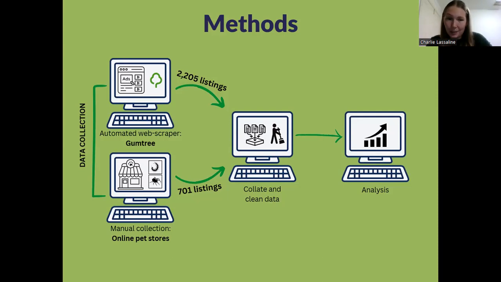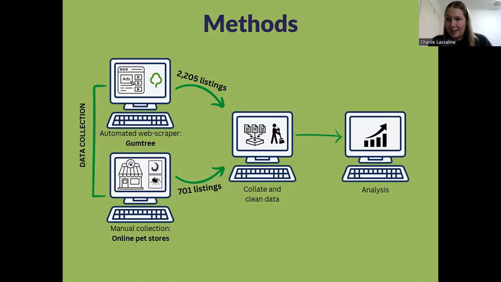And then I manually went to a bunch of online pet stores, 23 of them, selling terrestrial invertebrates in Australia, collected data from all the ads there, and found 701 listings. So all of these listings were then put into these huge spreadsheets.